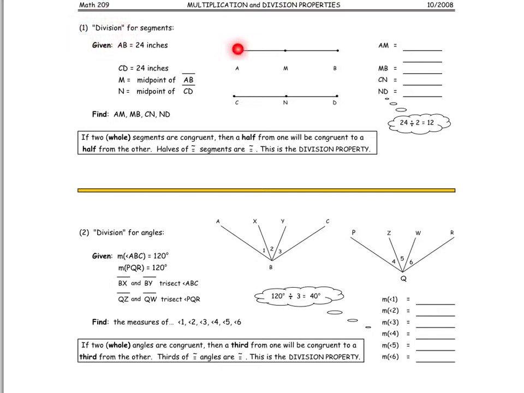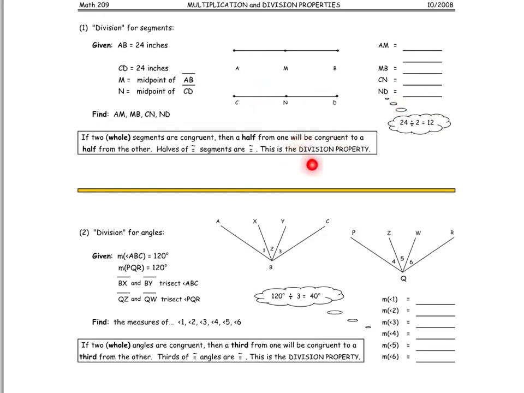It's saying that if I know that AB is 24 inches long, and I know that M is the midpoint of AB, then I know that AM is half the length of AB and MB is the other half. So I know that AM is 12 and MB is 12 because 24 divided by 2 is 12. If I also know that CD is 24 inches long and N is again the midpoint of CD, then I know that CN and ND are both half of 24, and 24 divided by 2 is 12.